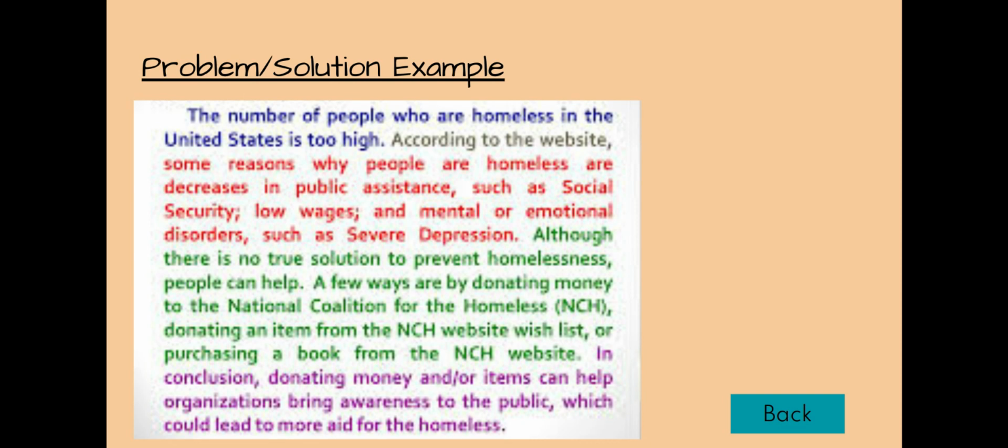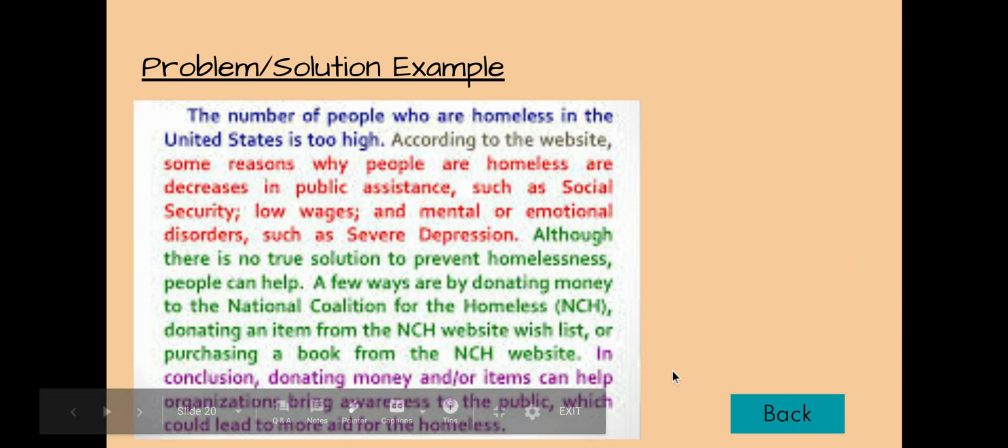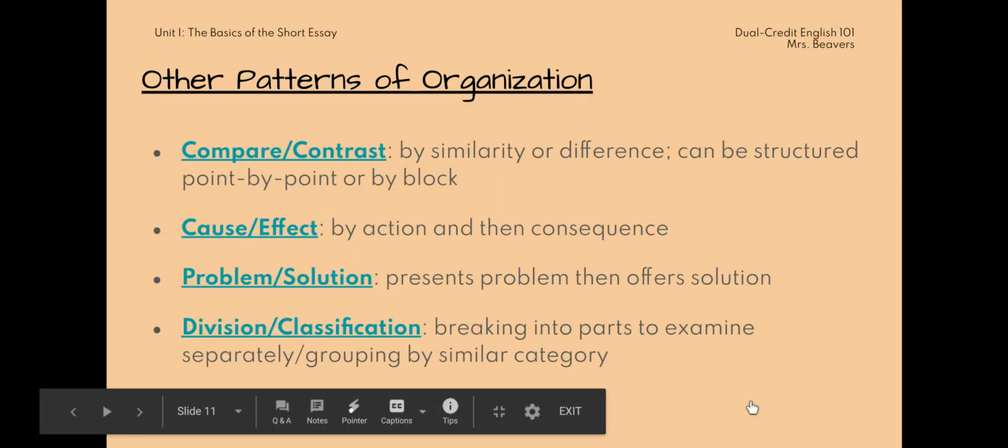Now we're going to get into the solution. Although there is no true solution to prevent homelessness, people can help. A few ways are by donating money to the National Coalition for the Homeless, donating an item from the NCH website wish list, or purchasing a book from the NCH website. In conclusion, donating money and or items can help organizations bring awareness to the public, which could lead to more aid for the homeless. So basic problem solution structure.